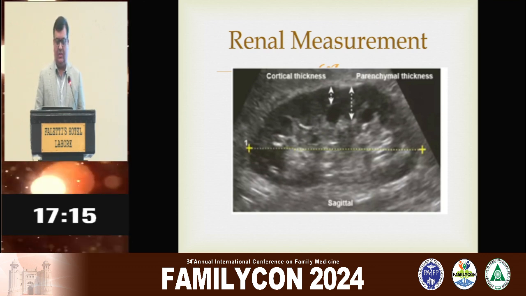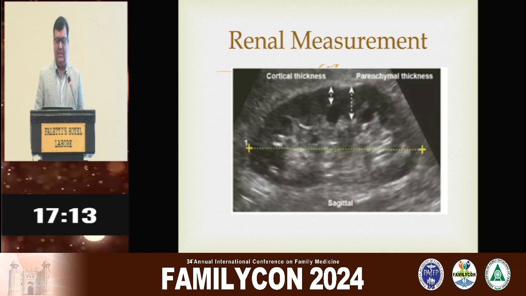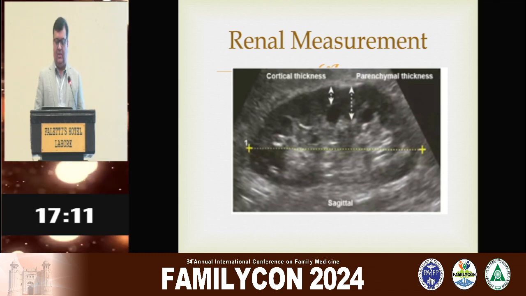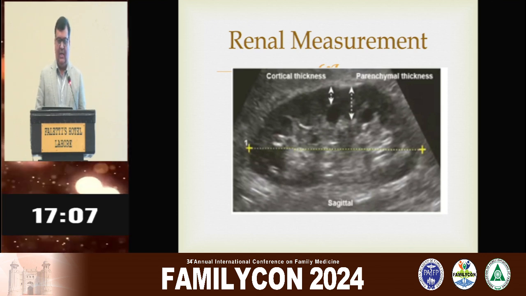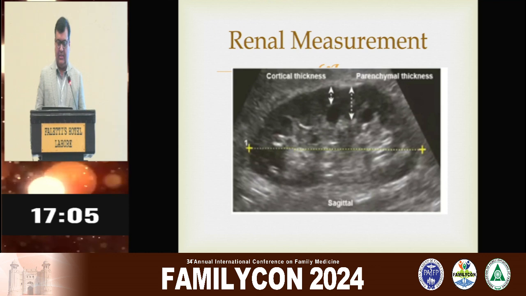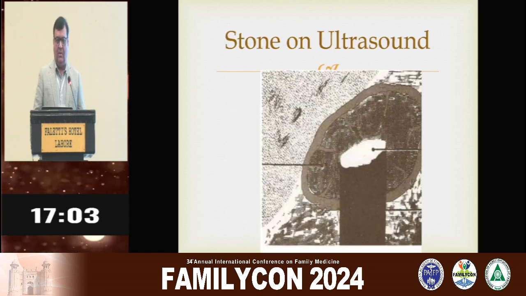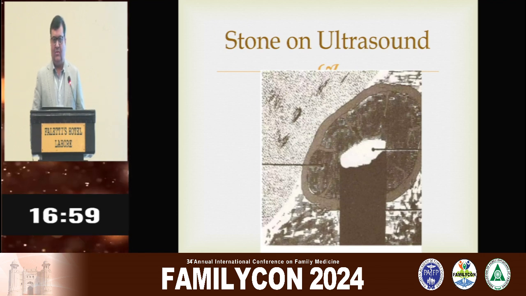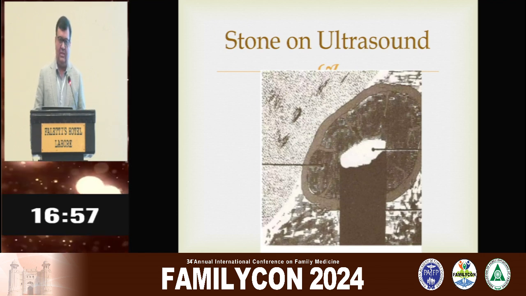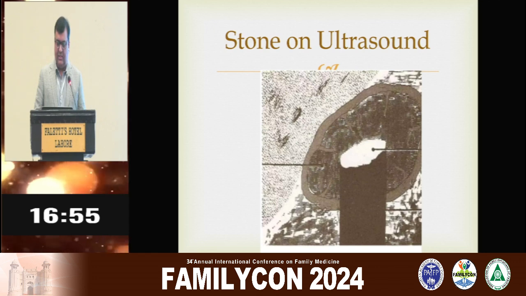This is how we take the measurements. That's very important. Bipolar length, then the cortical thickness and parenchymal thickness. Parenchymal thickness also includes the pyramids. And then is the central echogenic sinus. Common pathologies, I will just show you some pictures of common pathologies. I will not go into a lot of the details or the discussion.